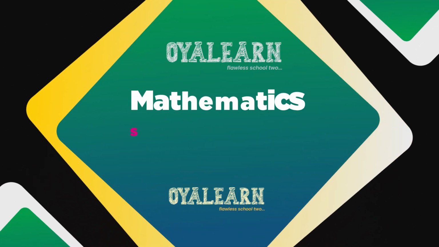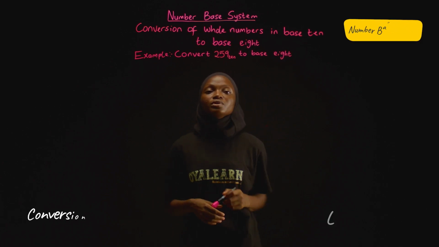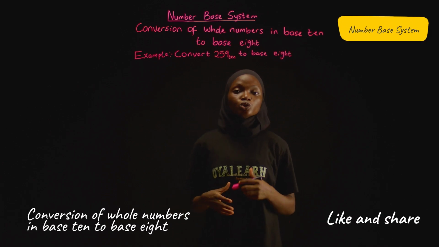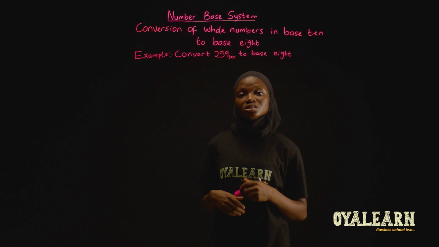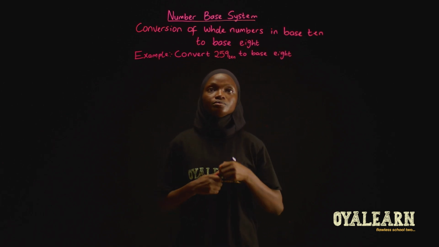Here is another example on how to convert whole numbers in base 10 to base 8. Let's convert 259 base 10 to a number in base 8. To do this, we divide repeatedly by 8 until further division is no longer possible. Then take the remainders upwards. Solution.